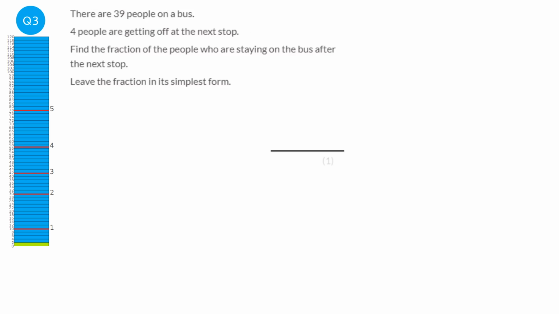If there were 39 people on the bus and 4 people got off the bus, that would leave 35 people remaining on the bus. So the fraction of people staying on the bus is 35 out of the 39 people on the bus. So our answer is, as a fraction, 35 over 39. We can't cancel that any further.